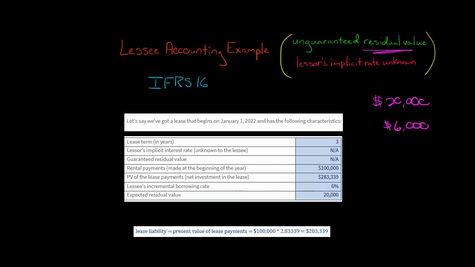Okay, so we're also going to assume that the lessor's implicit interest rate is unknown. And that's important because that's going to affect how we calculate the present value, what discount rate we use. Okay, so let's get to the facts of the lease here.